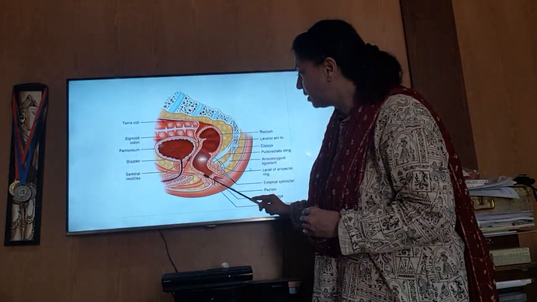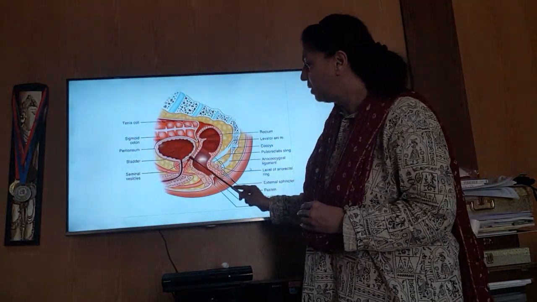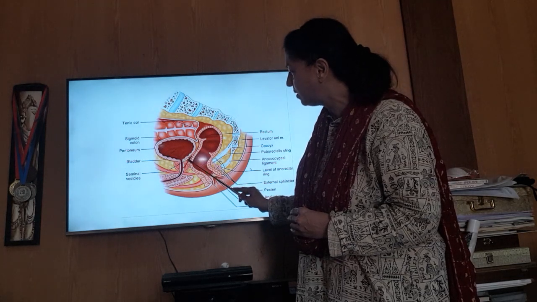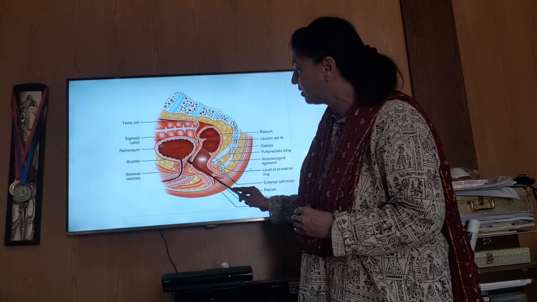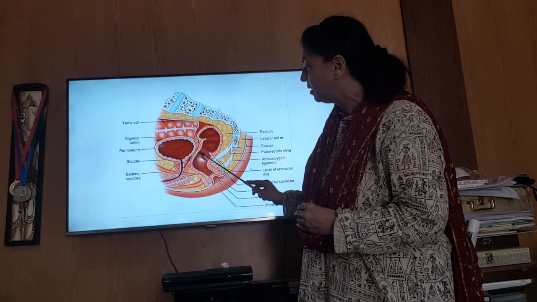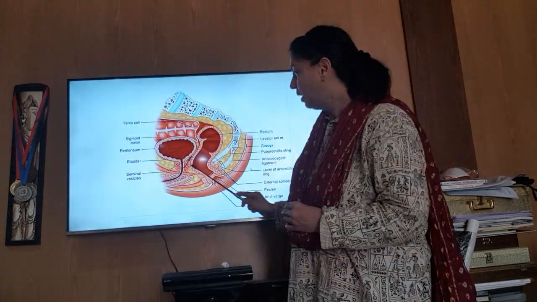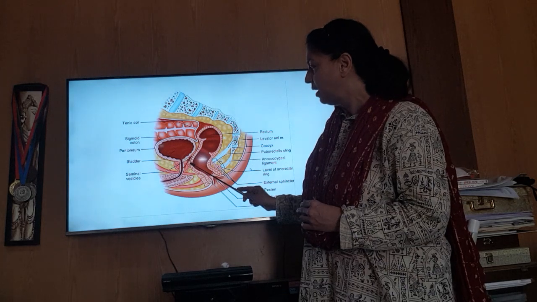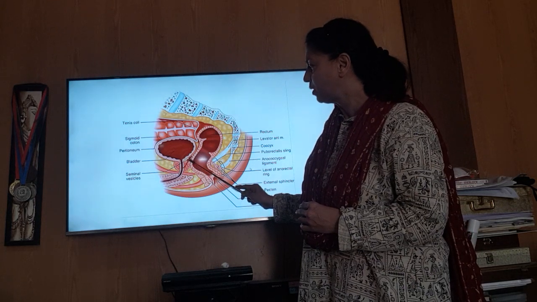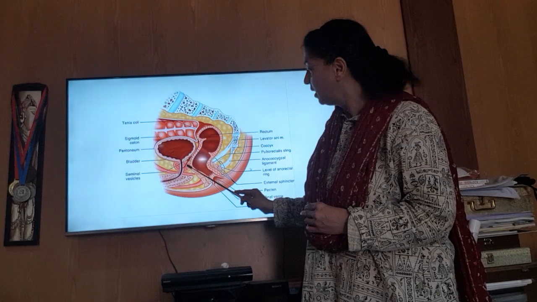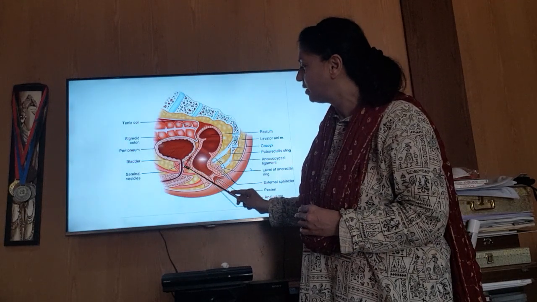The lower 1/3 of the rectum in males is related to, you can see here, the seminal vesicles and prostate gland, then the ureter will be coming, then the ductus deferens, or vas deferens, which will enter the prostate gland, and when the duct of the seminal vesicle joins it, it is called the ejaculatory duct. So the ductus deferens is also related to it.